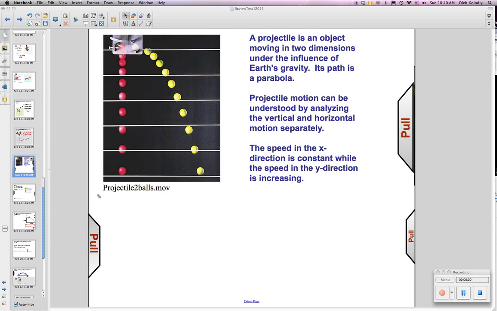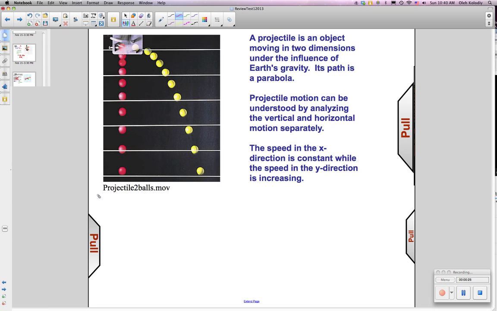You can see in this picture that the red ball drops straight down, shown this way, and the yellow ball is projected out horizontally, this way. And you notice that they both drop at the same rate, and in fact, as we saw in class, they hit the ground at the same time.